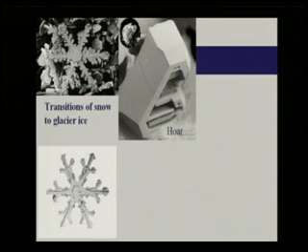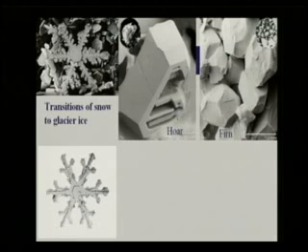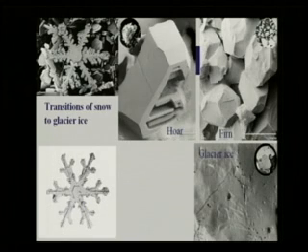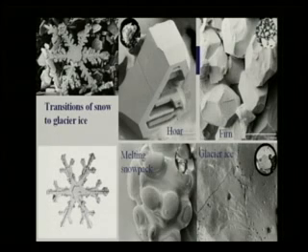Hoar, here we have some snowflakes that have been recrystallized. We have hoar ice here. Firn, recrystallized compacted snow. Glacial ice. Look at the differences here. And finally, here's some melting snowpack.